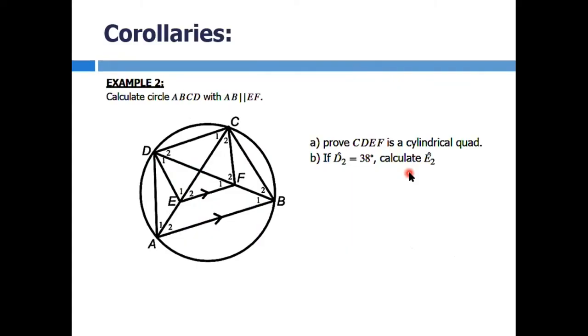Example 2. So this definitely looks a little bit scarier. It says, calculate circle ABCD with AB parallel to EF. I don't think that first word's supposed to be calculate. I think it's supposed to be given, or consider or see or something. Okay, so they've given us the circle ABCD.